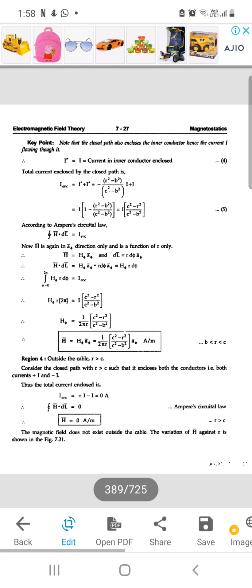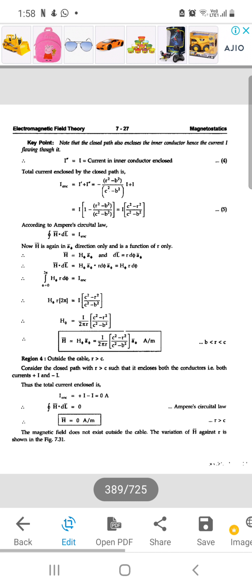Here you have to consider an important point also, that the Amperian path is already enclosing the inner conductor. Since the Amperian path is in the mid range of the outer conductor, it is enclosing the current that is contained in the inner conductor also. Now you know the current in the inner conductor is I. So I double dash here can be taken as I.